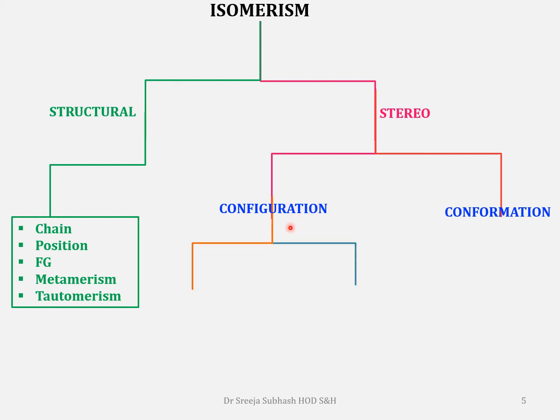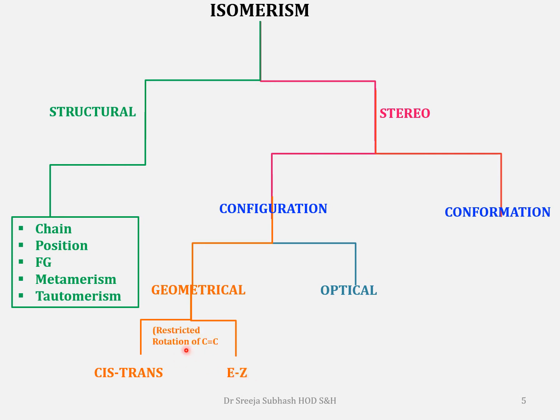Configurational isomerism again can be divided into geometrical isomerism and optical isomerism. Geometrical isomerism can again be divided into cis-trans form of nomenclature and also EZ nomenclature. This is mainly due to the restricted rotation in carbon-carbon double bonds or cyclic compounds.